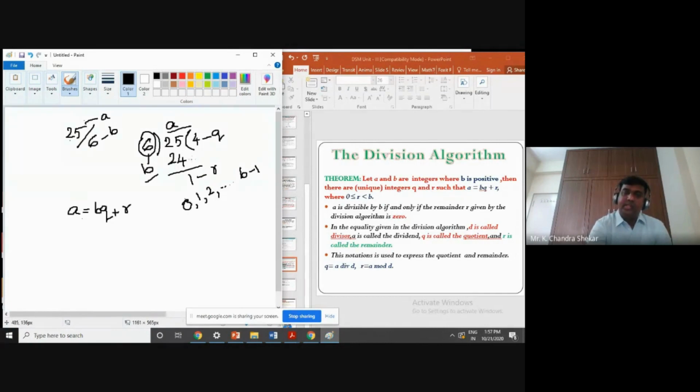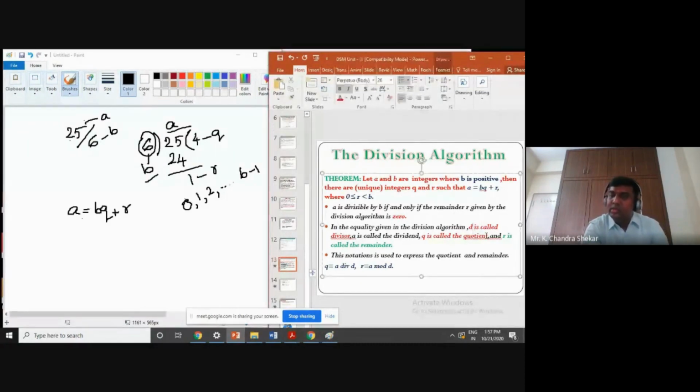Now, whenever the remainder is 0, then only we can say that the given value A is exactly divided by the value B. Now, in the equality given in the division algorithm, D is called the divisor. Sorry, not D here. It is B, because I have considered A and B. So, B is called the divisor, A is called the dividend, Q is called the quotient, and R is called the remainder.